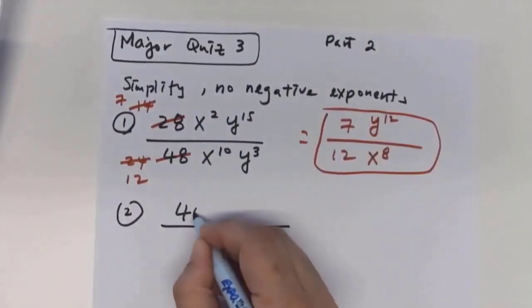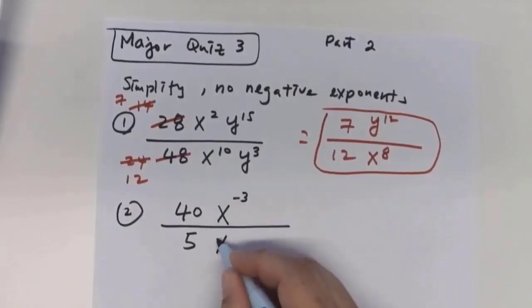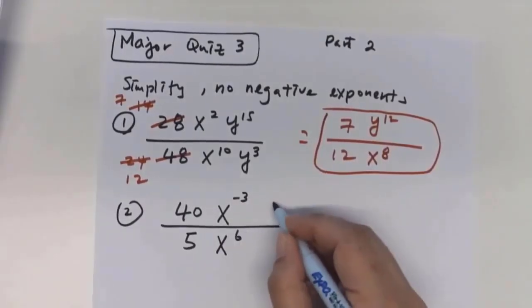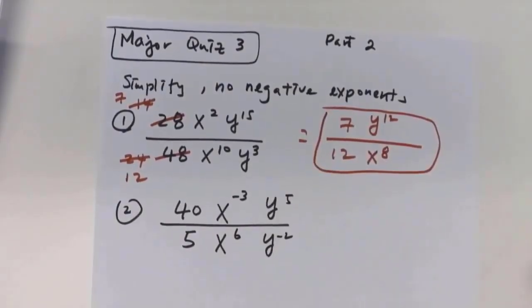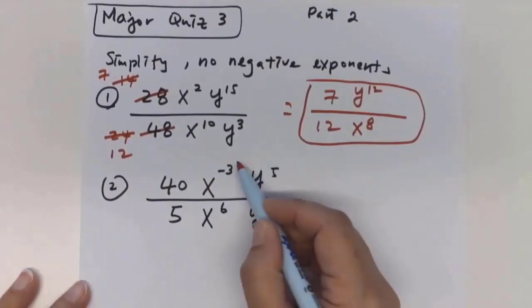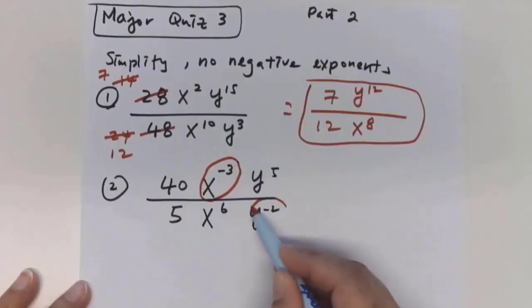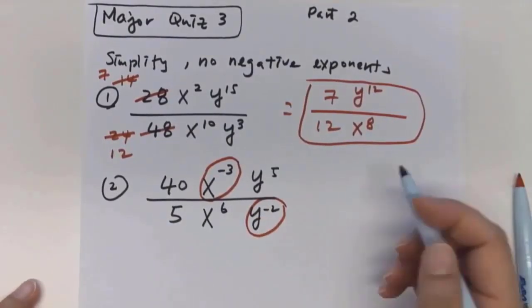We're going to have 40 and 5 here, x to the negative 3, so it's a little bit different, right? 6, and then y to the 5th, y to the negative 12. And anytime we see a negative exponent, how do we change it to positive? Flip the sign.